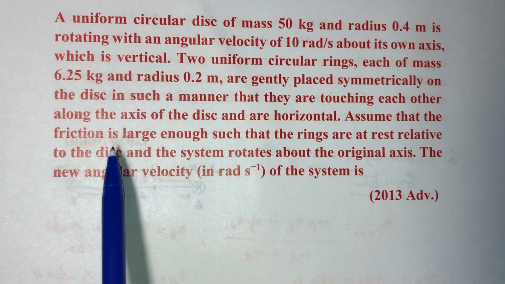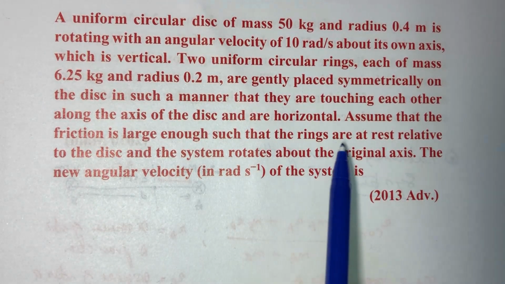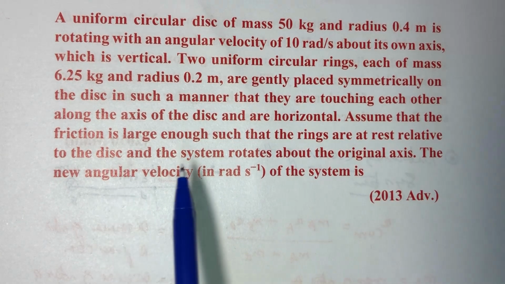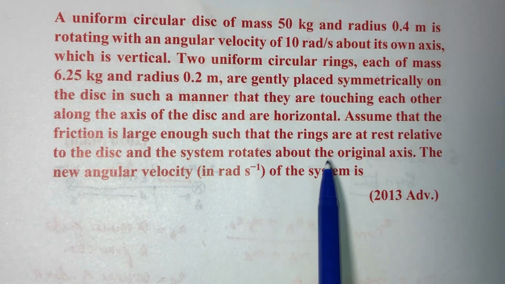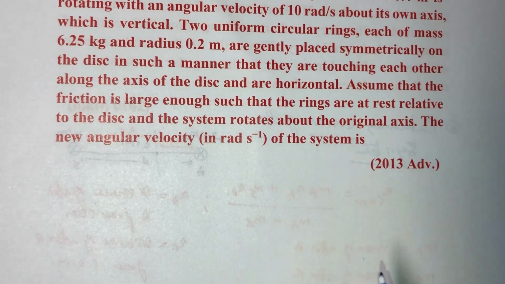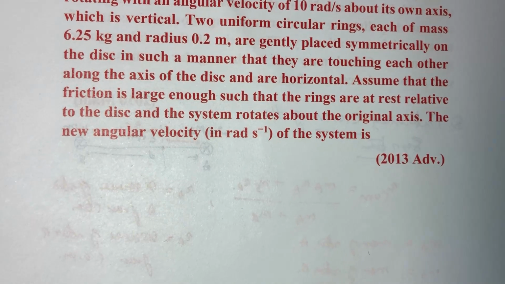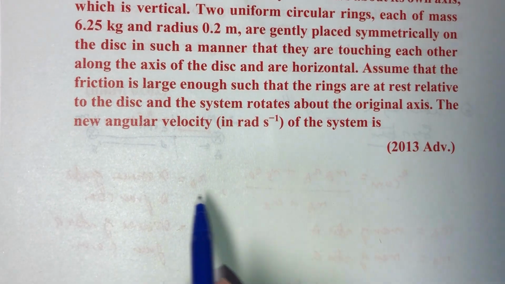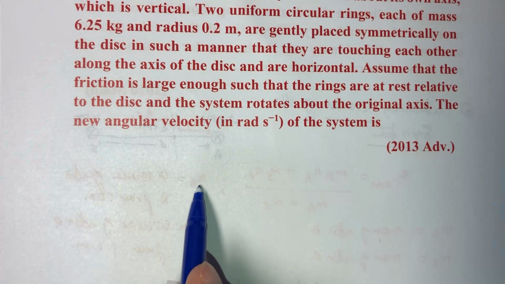Assume that the friction is large enough such that the rings are at rest relative to the disc and the system rotates about its original axis. The new angular velocity of the system is. So we are given a disc. Okay, so let us draw.